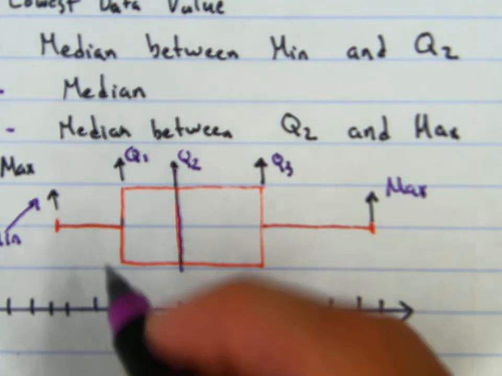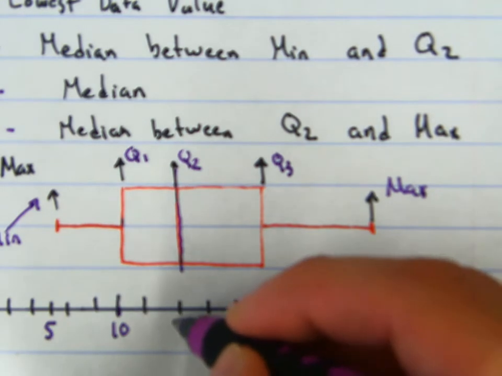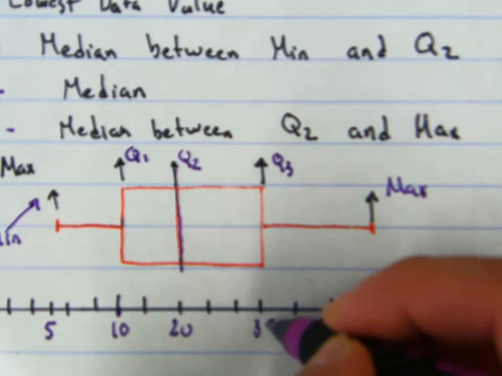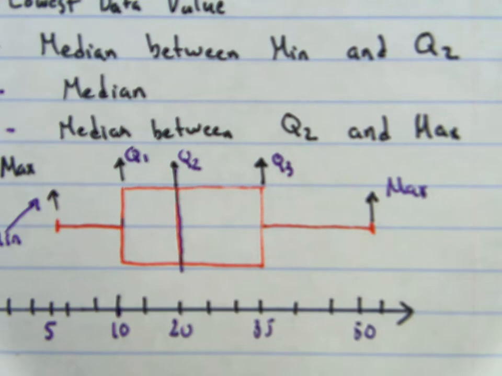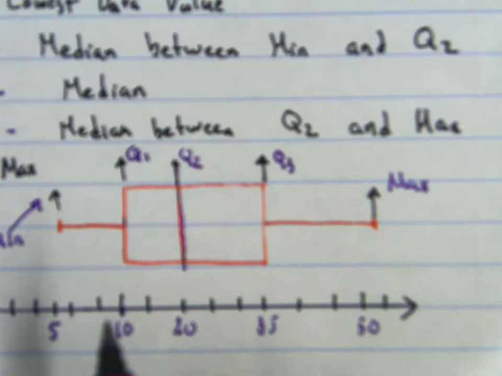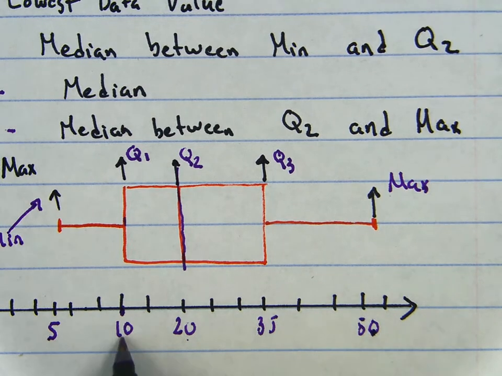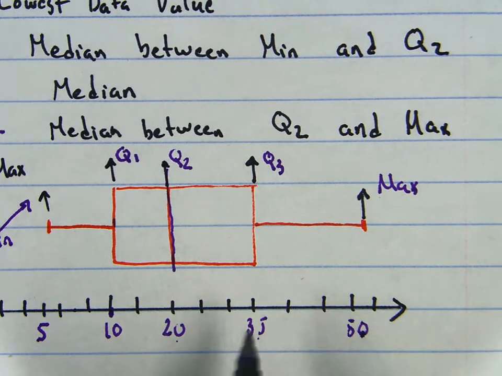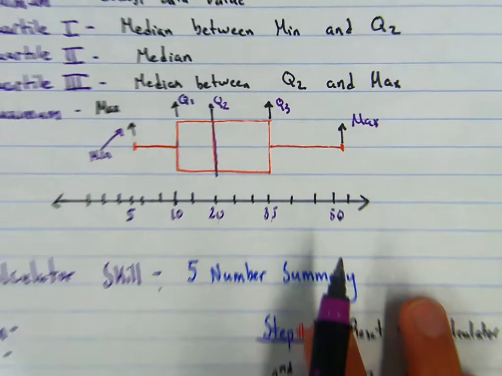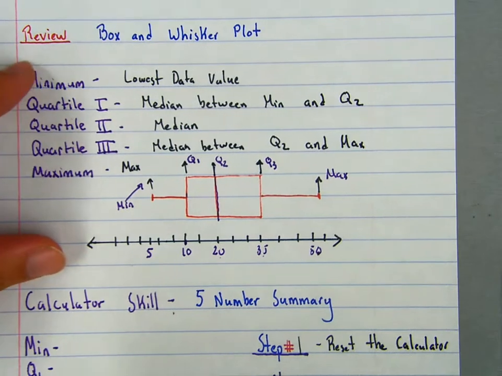So let's say I just put some numbers: let's say this is 5, this is 10, this is 20, this is 35, and this is 50. Just by looking at this box and whisker plot, I would know that this is my min, this is my max, this is the median of all the numbers, and this is my Q1 and my Q3. Okay? All right. So now, take a look at this question.